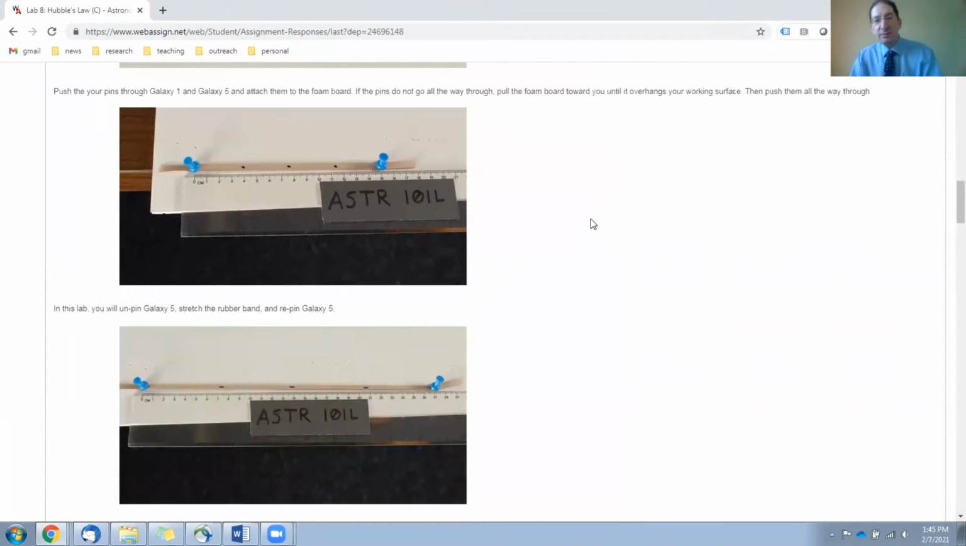Then let's try it out. Put your push pins through galaxies 1 and 5 and push them into the foam board or whatever foam board substitute that you're using. Now the push pins may be longer than the foam board is thick, in which case you may have to pull the foam board over the edge of the table so the pin can go all the way through. Now here you see it in the resting position.